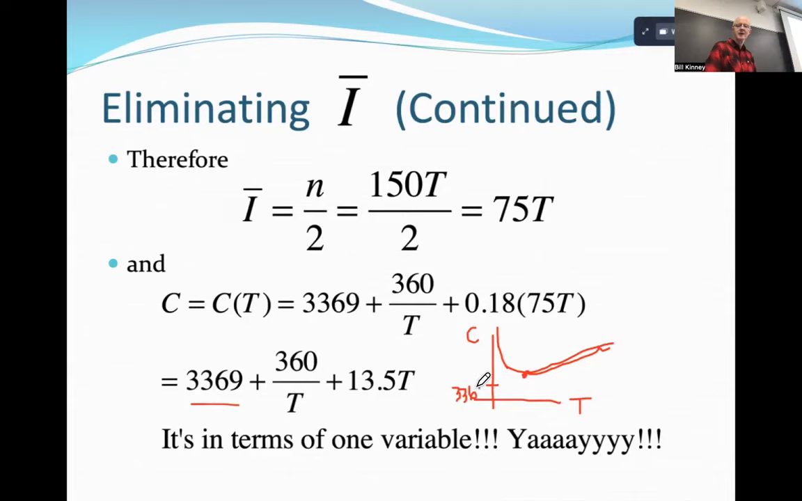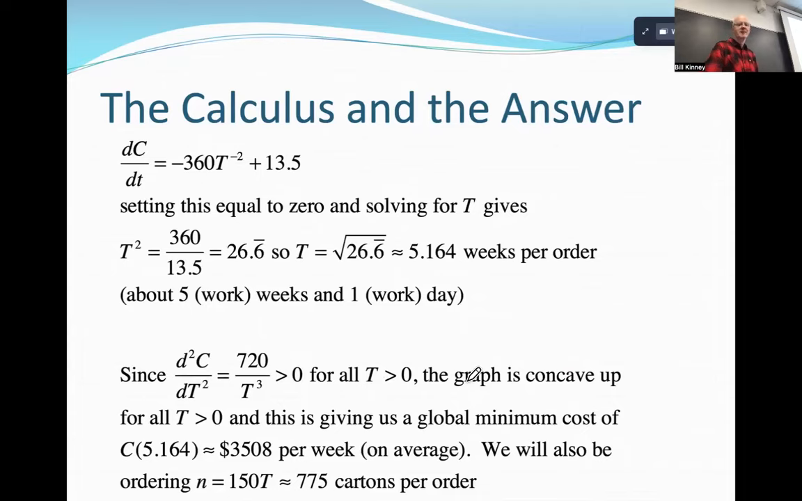3369. Hard to write with a PowerPoint pen here. Your minimum value is not going to be below that. Okay, now let's look at the calculus. Here's where the details get kind of nasty because it's calculus, but you've got the ability to understand it. And you've got it all here at once.